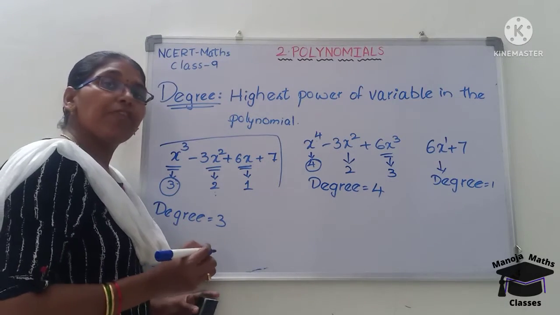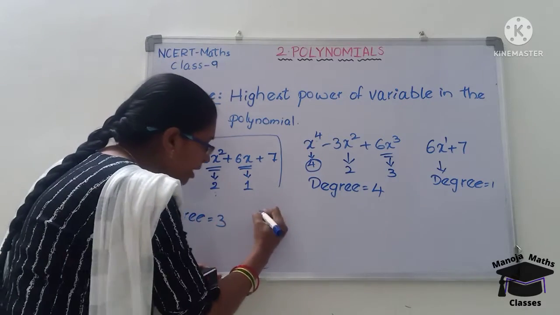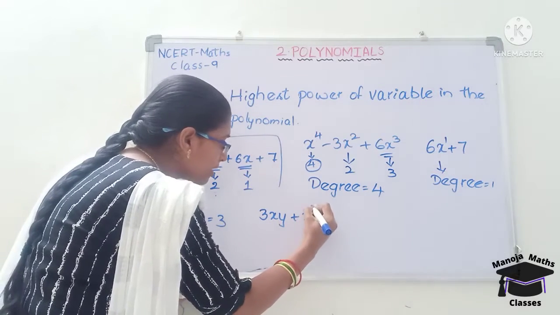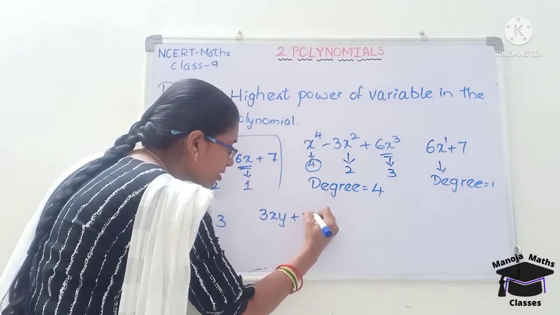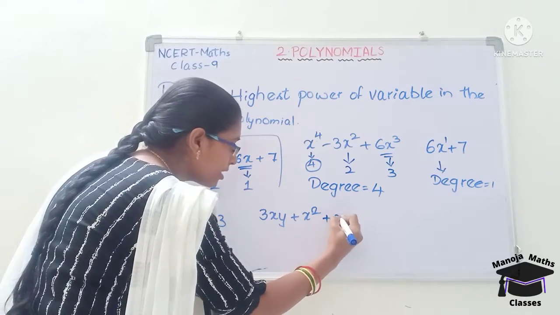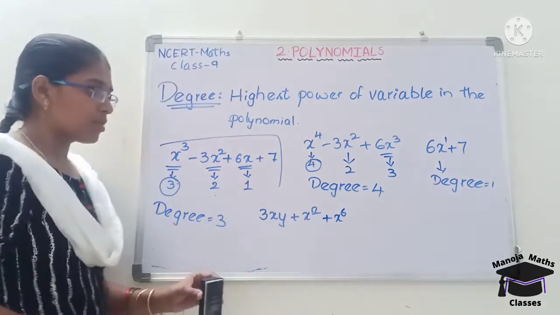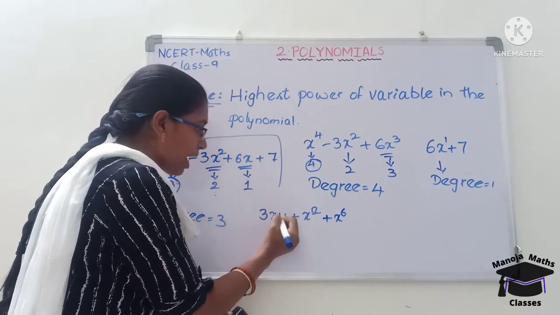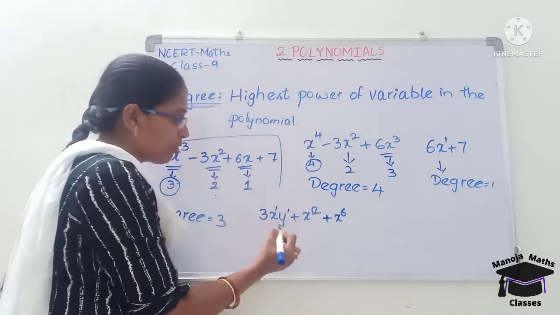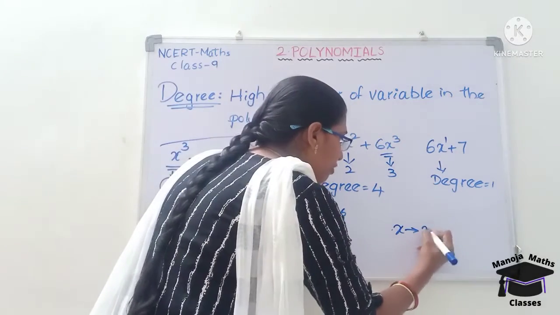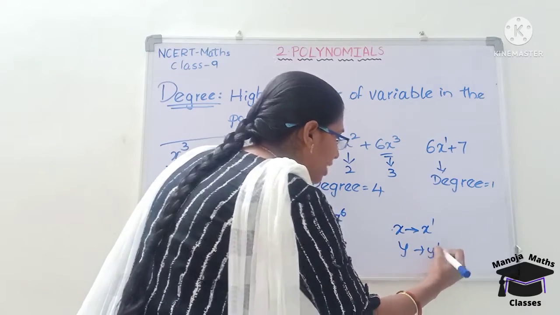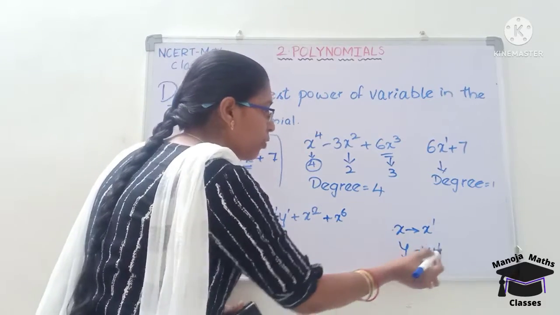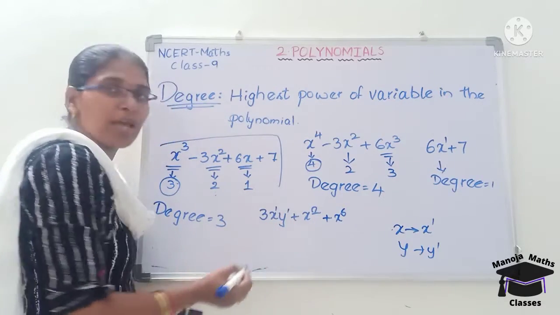Let's see if there are two variables in the polynomial. Let us consider the expression 3xy plus x square plus x power 6. There are two variables here, so check each term. In this term, you have xy, that means x power 1, y power 1. x is nothing but x power 1, children. y is nothing but y power 1. If you don't have any exponent, that means the exponent is 1. So only x means x power 1, only y means y power 1.